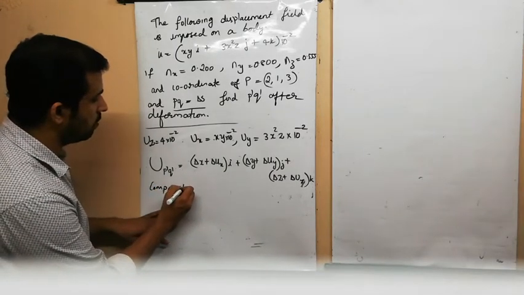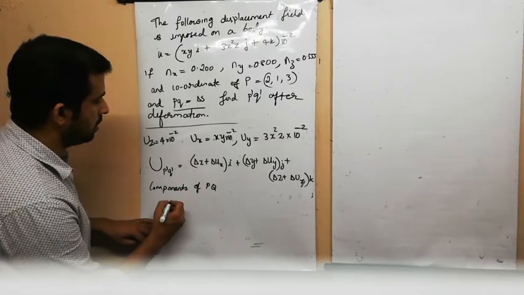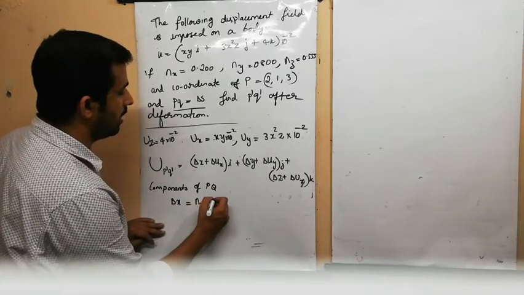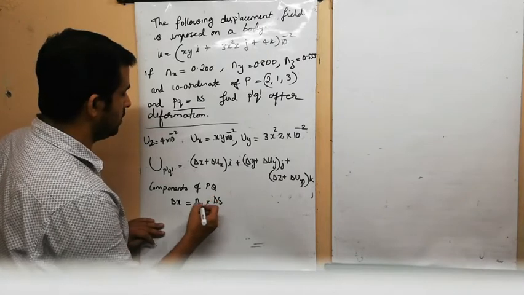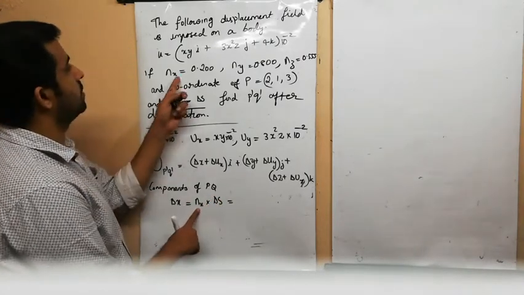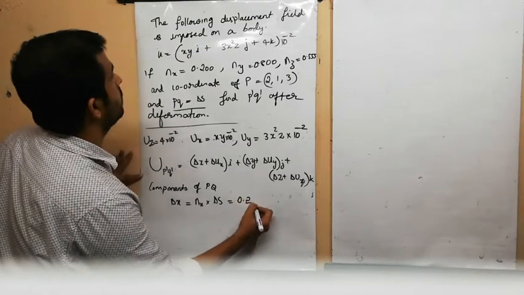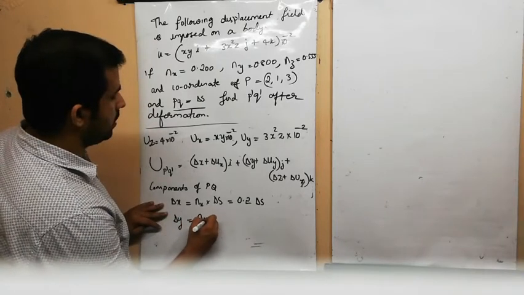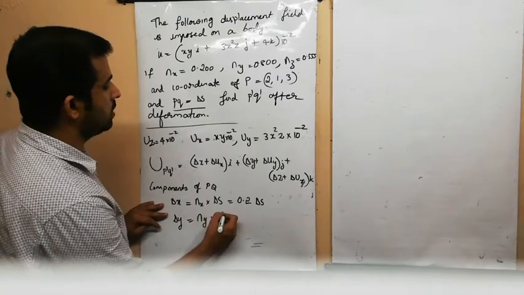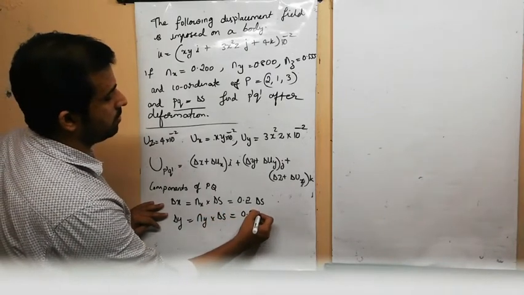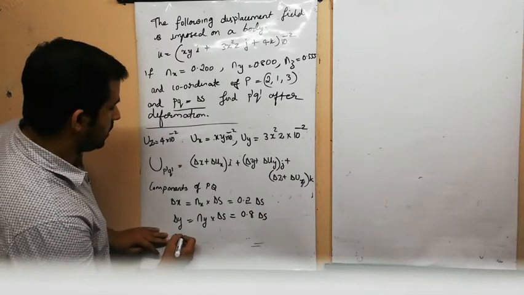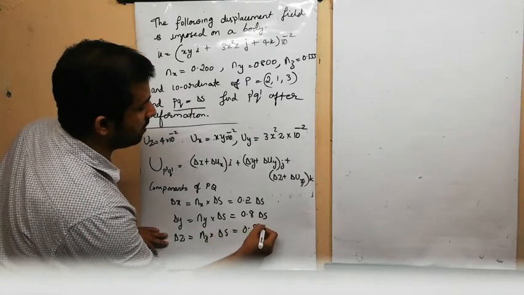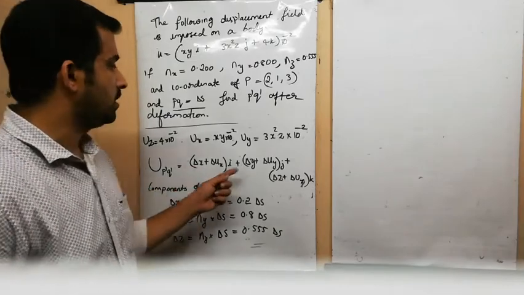To find delta x, we already have the formula: direction cosine into length of PQ. Length of PQ is delta s. The direction cosine nx is given in the question, that is 0.2, into delta s. Delta y is direction cosine ny into delta s, that is 0.8 delta s. Delta z is nz into delta s, that is 0.555 delta s. So we found delta x, delta y and delta z.